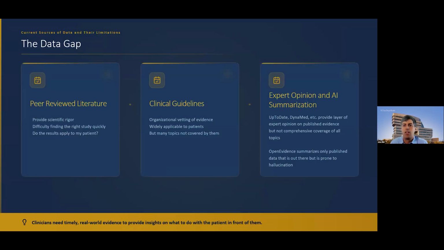So one of the first things is I can go and look at peer-reviewed literature. Right now, the peer-reviewed literature provides good scientific rigor. I usually feel pretty good about using it when it's available. But there are a couple challenges that I experience with it, and probably a lot of other clinicians do too. One is, can you find the right study quickly? And two, did the results apply to my patient? So I tried to do some literature searches on this example. I found some examples of people using what antibiotic you can use to finish up an oral course for a potential E. coli bacteremia.